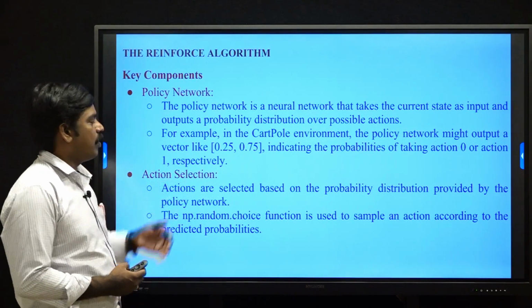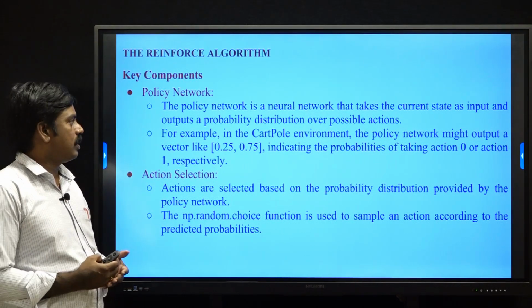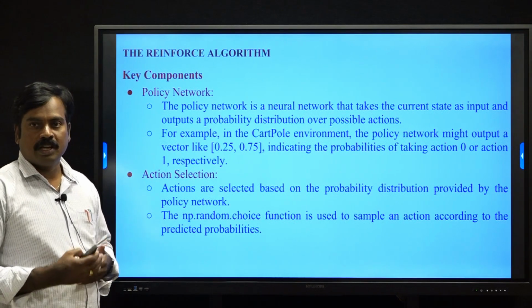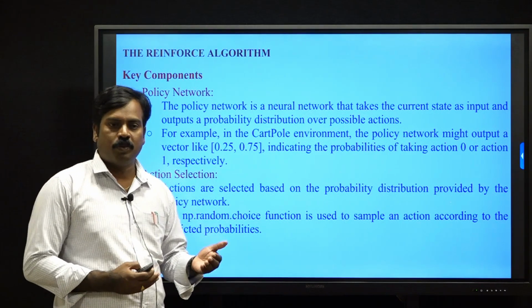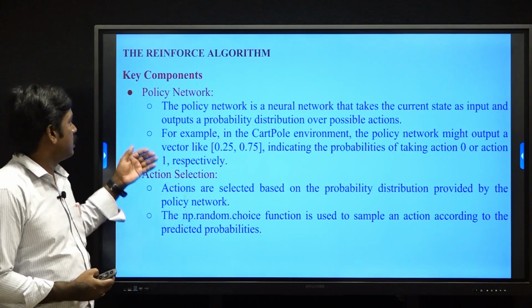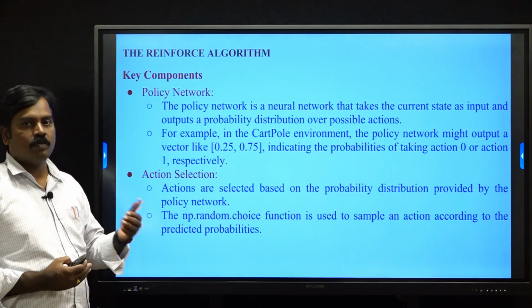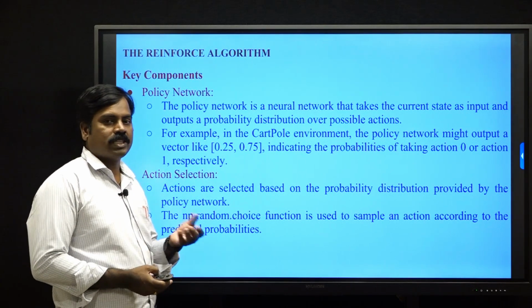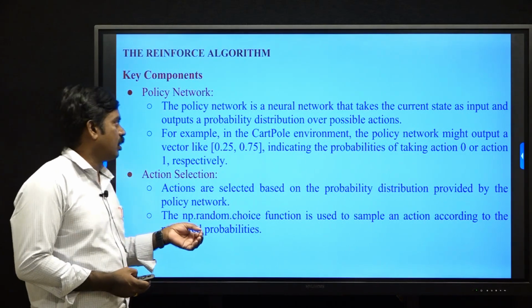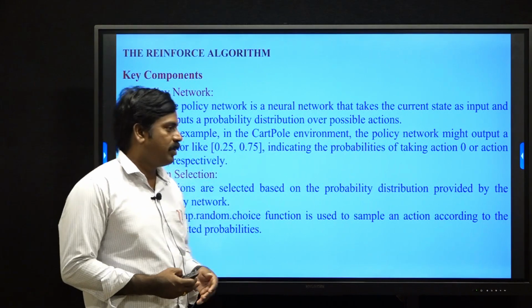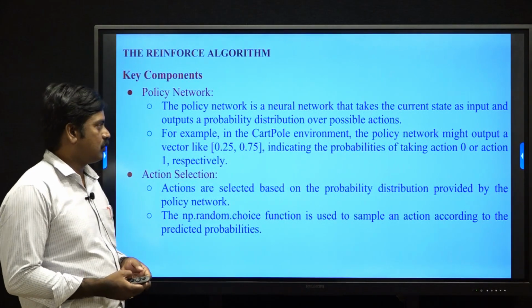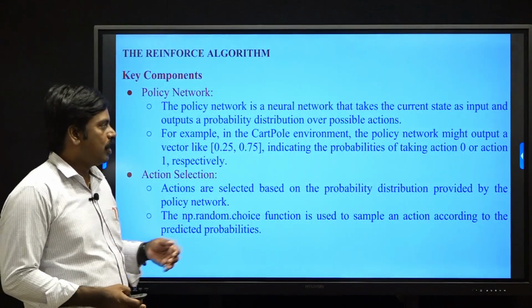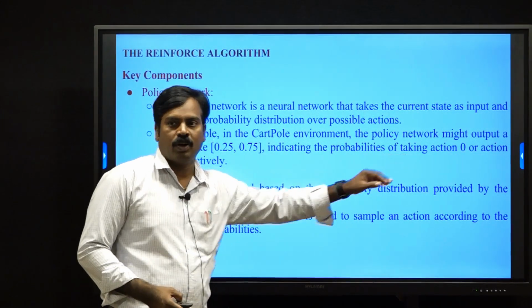The first one is the policy network. How to build the policy network, what input is required, and what the output of the network is. In the REINFORCE algorithm, we give the input as the state of the environment, and the output is the action probabilities. Okay, in the CartPole environment, we have two actions, left move or right move. We indicate them with the actions 0 or 1.